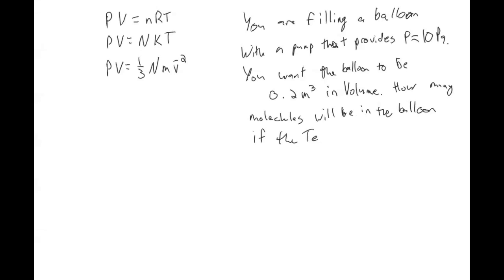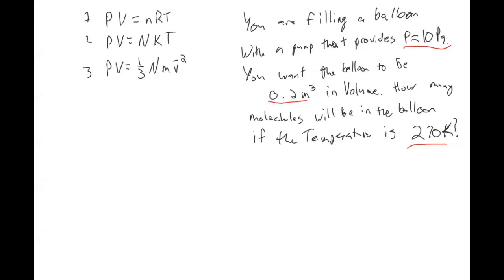If the temperature is 270, which is about room temperature. So just like we did with our kinematics problem, we can go through the problem and see what all is given. So we're given the pressure, we're given the volume, and we're given the temperature.